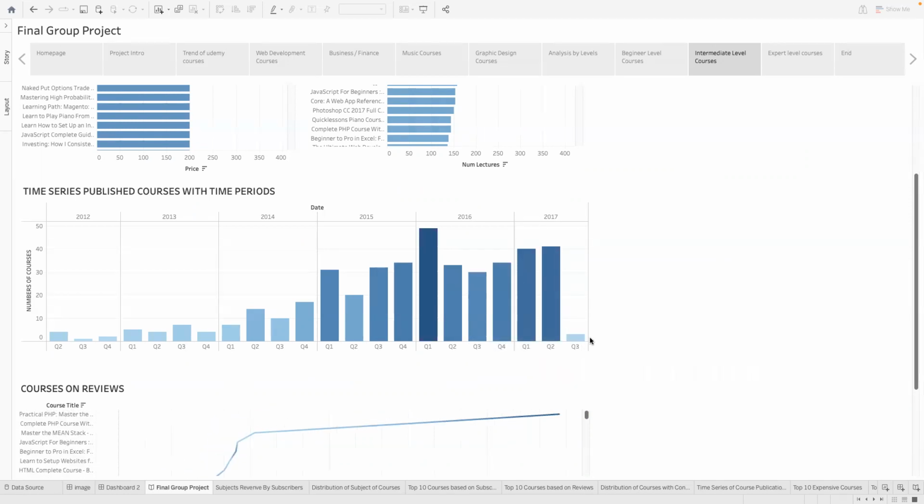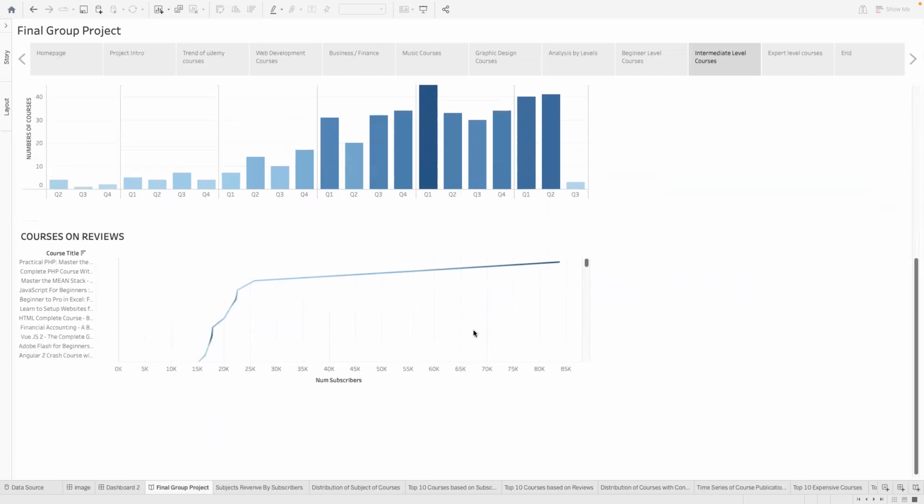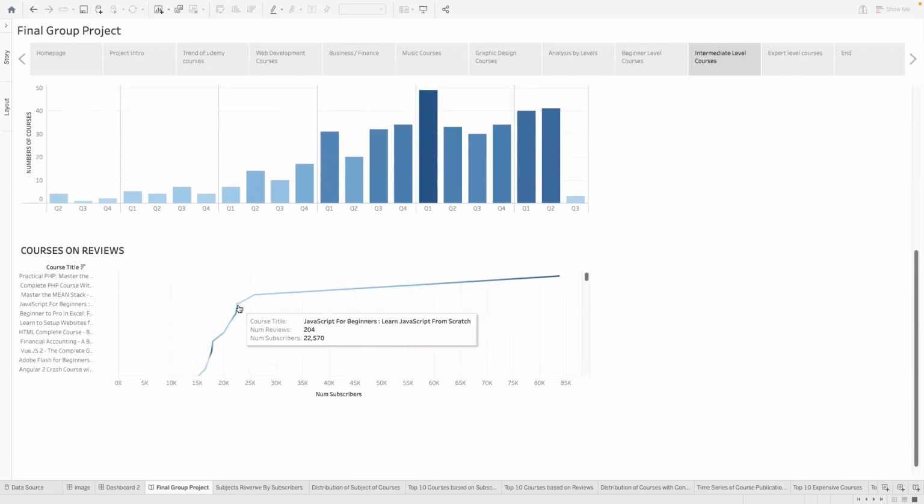Coming to courses by reviews, we have used a line graph. Here, the PHP master course has the highest number of reviews, 4,598, approximately 5,000, and the number of subscribers is 83,734. So this is based on the reviews.